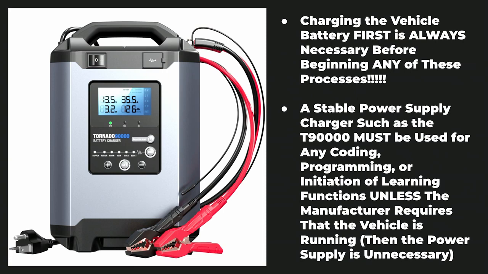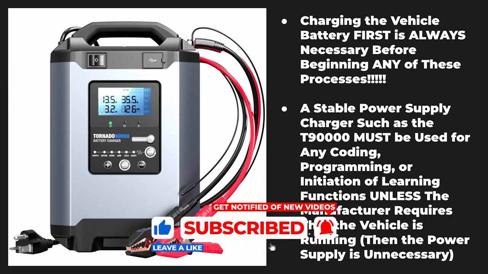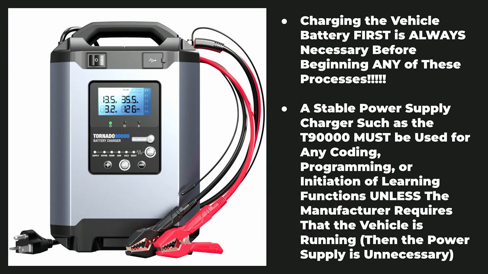So here's some other things we want to talk about when we're looking at doing programming. It's really crucial that we understand before we do any programming, relearns, resets, coding, or anything of this nature that would be carried out with the key on and the engine off, we need to make sure we are using a stable power supply charger. An example of this would obviously be your Topdon Tornado 90,000. This particular tool can put out up to 90 amps and hold the voltage steady for extended periods of time.